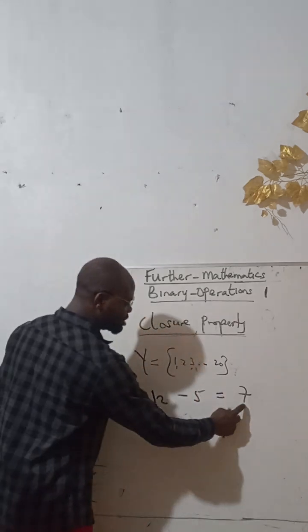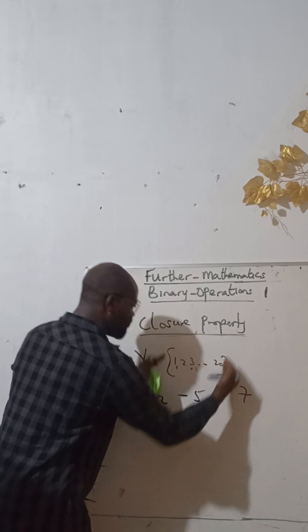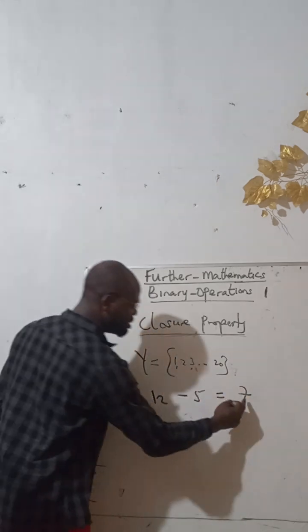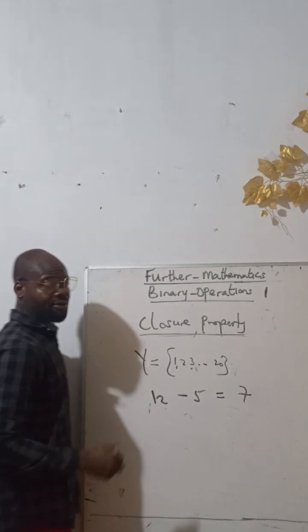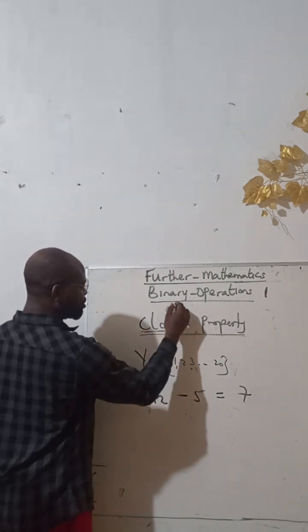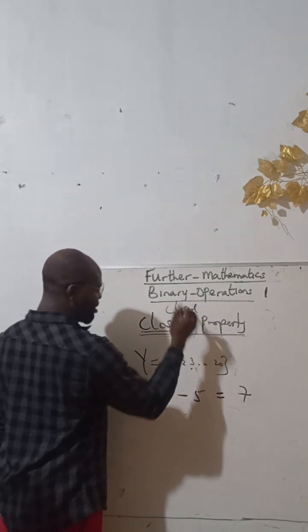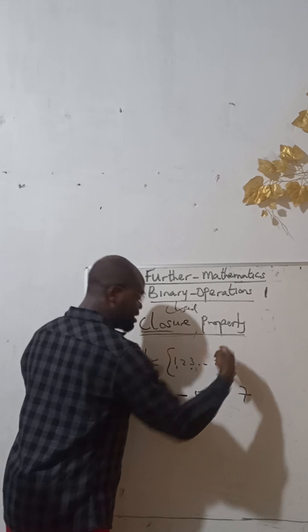That means this result is closed. It's closed in this set. That means this operation obeys the closure property, from the word closed. You understand me now? So that means this result can be found in this set.